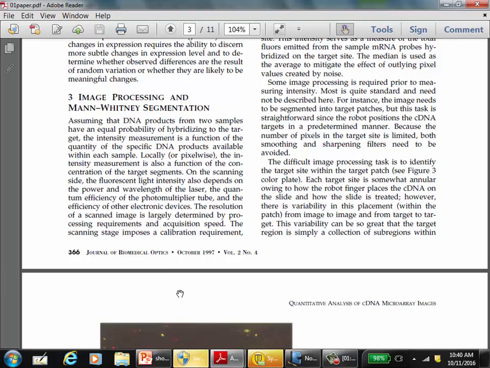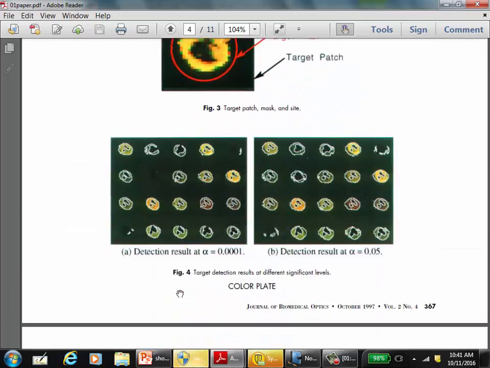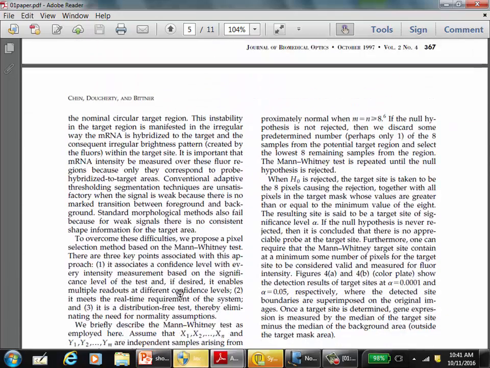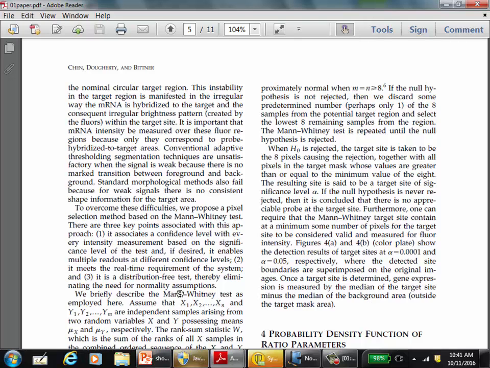So the difficult image processing task is to identify the target site within the target patch. I showed you the figure. Each target site is somewhat annular owing to how the robot finger places the cDNA on the slide and how the slide is treated. However, there is variability in this placement within the patch from image to image and from target to target, right? And this variability can be so great that the target region is simply a collection of subregions within the nominal circular target region, right?